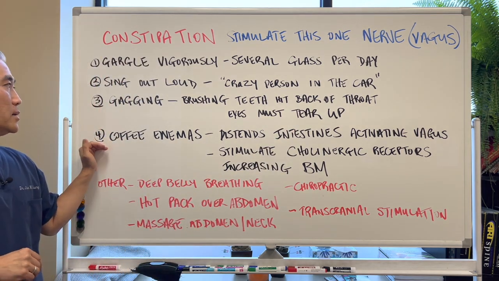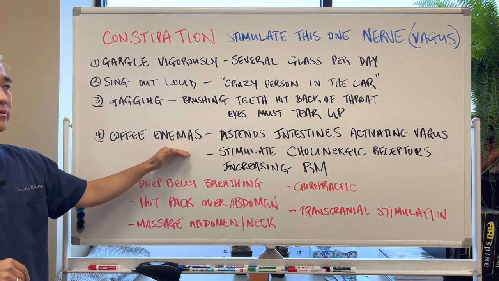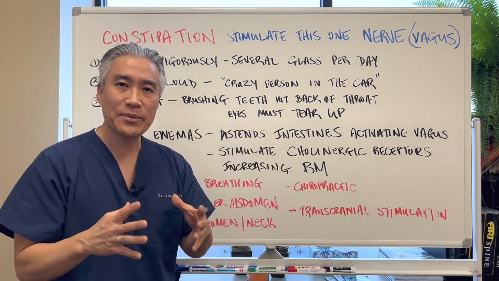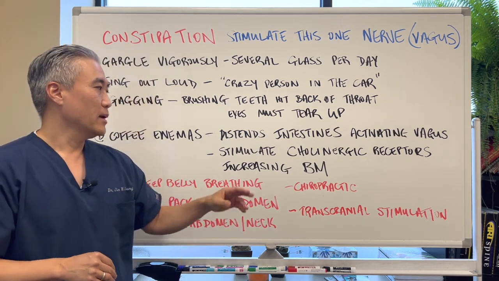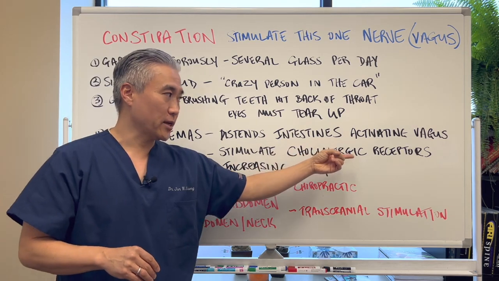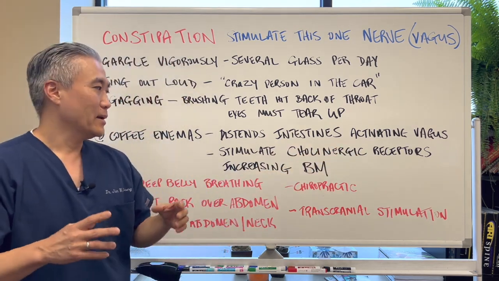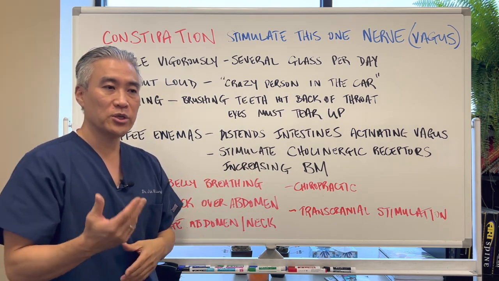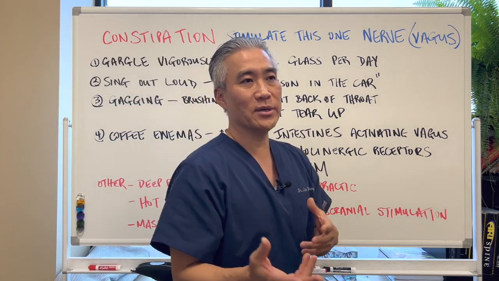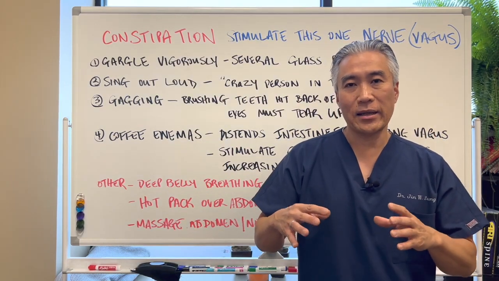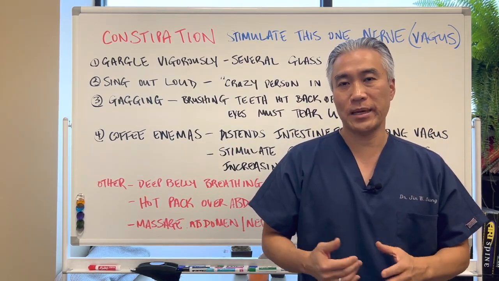Okay? Number 4, coffee enemas. Coffee enemas will distend the intestine, stimulating the vagus nerve. And also will stimulate what we call the cholinergic receptors, right? And that will increase the bowel function or bowel movement. So when you do coffee enemas, what you want to do is get organic coffee. You want to steep it and then cool it down, obviously to room temperature.